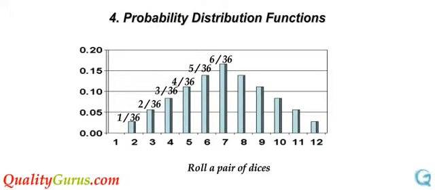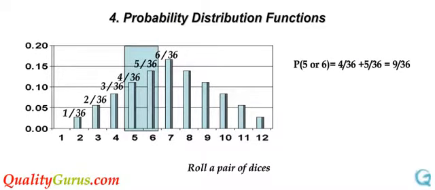We have drawn the data on the previous slide in the form of a distribution. The horizontal axis shows the outcome of rolling a pair of dice, and the vertical axis shows the probability. This distribution can be used to answer a number of questions. For example, what is the probability of getting 5 or 6, as shown above?